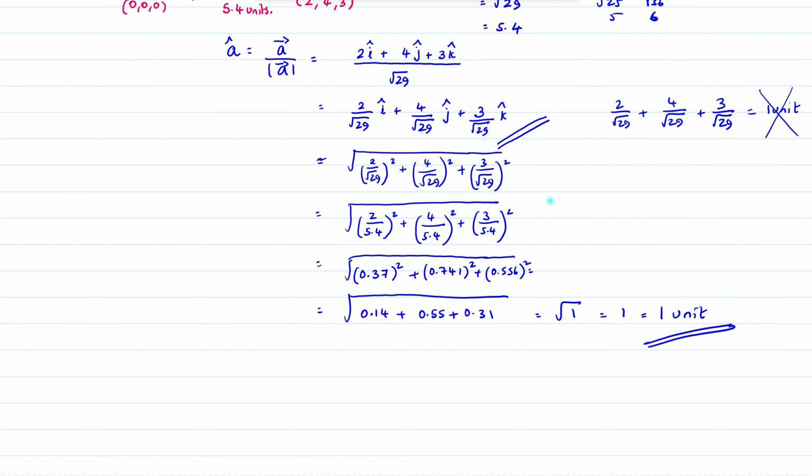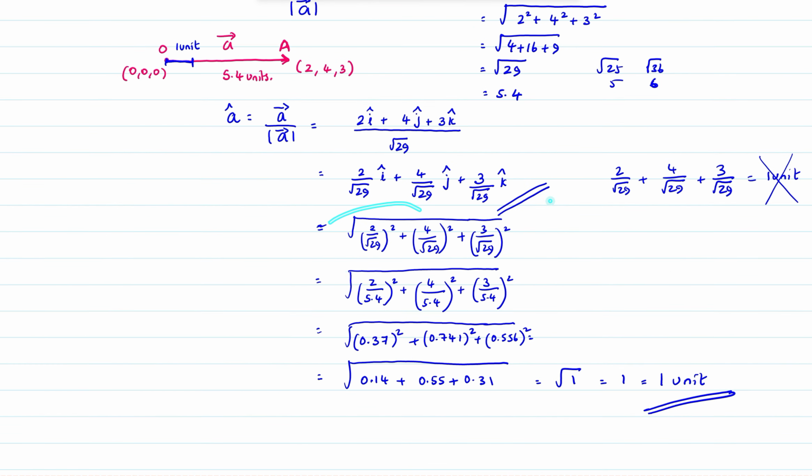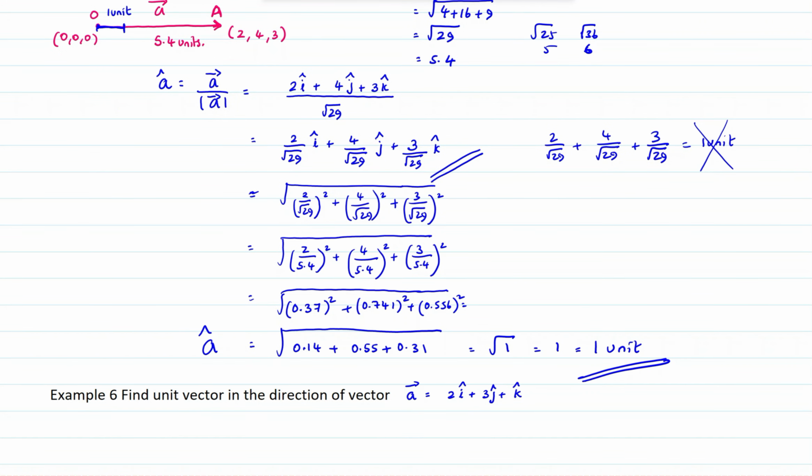Solving this as per this formula, it will be root of 2 by root 29 the whole square plus 4 by root 29 the whole square plus 3 by root 29 the whole square. When we solve this, you're going to get root of 1. Root of 1 is equal to 1, and the answer is 1 unit. So this is basically a cap, which is also known as the unit vector.